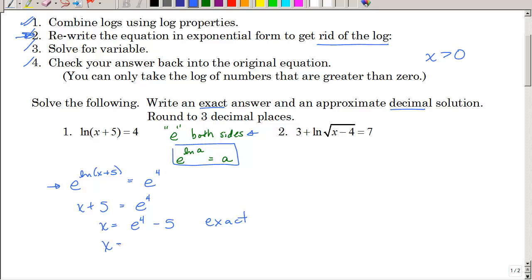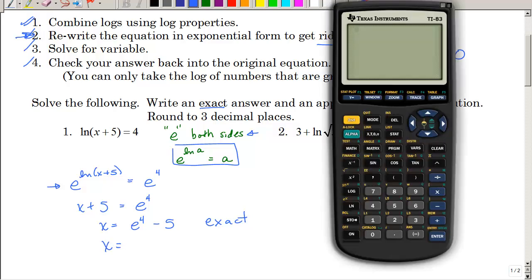Now I need a calculator answer. So I want e to the 4th. The e button is above your natural log button. E raised to the 4th power, close that parenthesis on this particular type of calculator, minus 5, enter. So that's 49.598 to 3 decimal places. So this would be our decimal approximation.